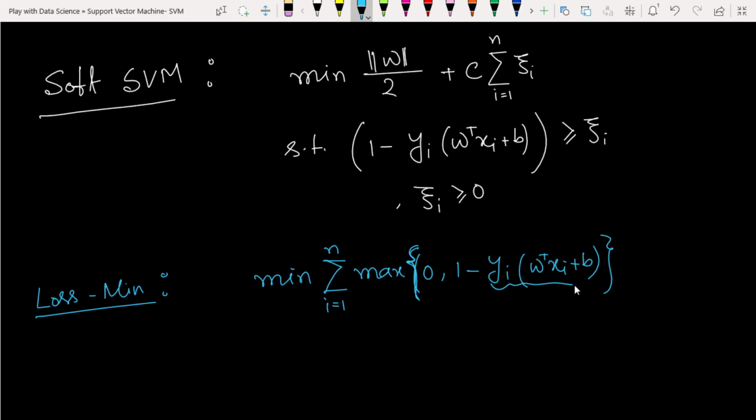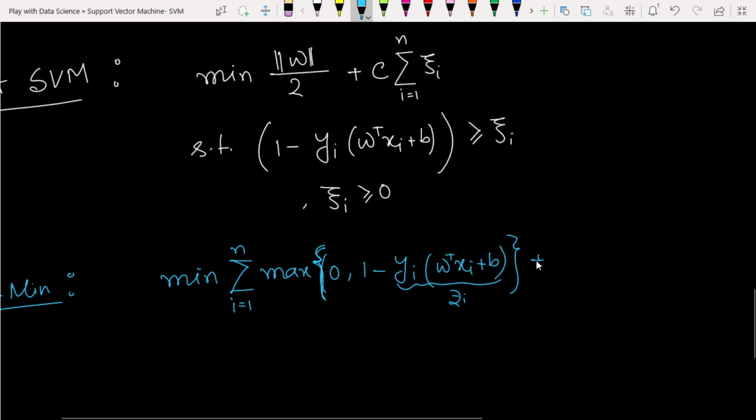Here simply this one is our zi, both are the same thing. Plus we have a hyperparameter, lambda, times the norm of w. Suppose here we are taking the L2 norm. Okay, don't be confused. But just see, both equations are the same. We are just visualizing this from two different angles.